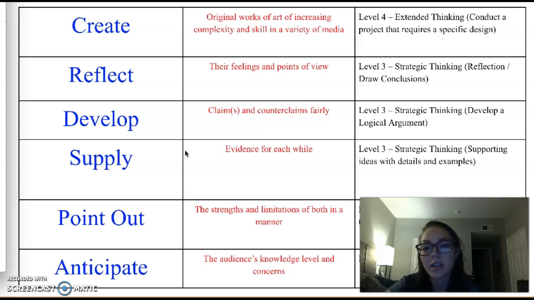Reflect their feelings and points of view through this photograph and develop claims and counterclaims fairly. This is strategic thinking to develop a logical argument based on what subject, content, and area they chose to photograph and draw. Then supply evidence for each, while pointing out the strengths and limitations of both in a manner that anticipates the audience level of knowledge and concerns.